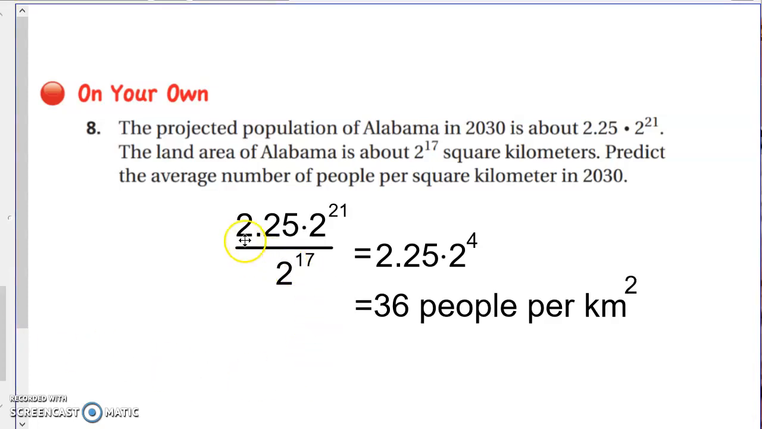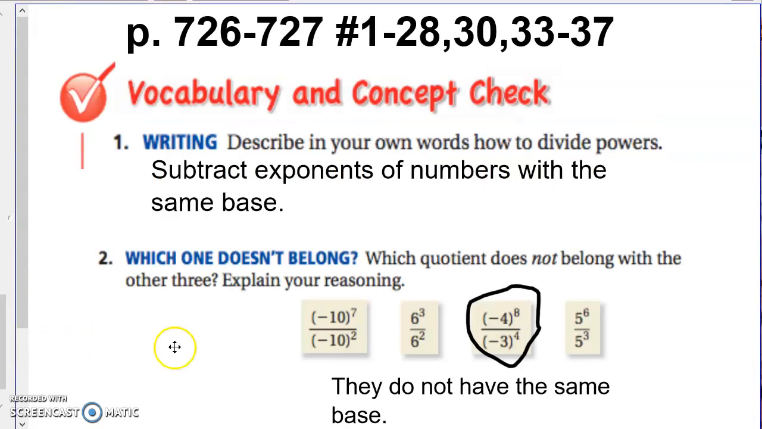All right, to check this one, it's 2.25 times 2 to the 21st divided by 2 to the 17th. Well, 2.25 stays the same. 21 minus 17 leaves me with 4. So then 2.25 times 2 to the 4th means that there will be 36 people per kilometer squared living in Alabama. Now, if you compare that to Hawaii, you can see that there are less people per square kilometer in Alabama than there are in Hawaii. But if I had the choice, I would probably live in Hawaii myself.